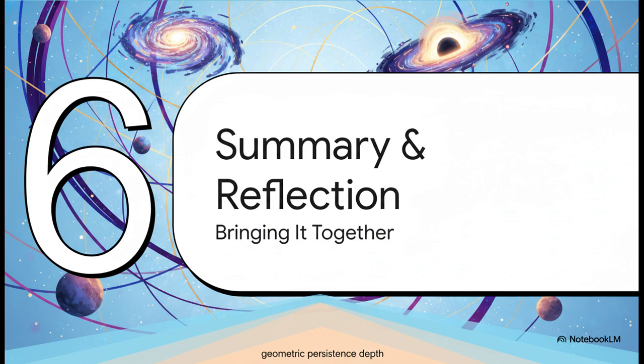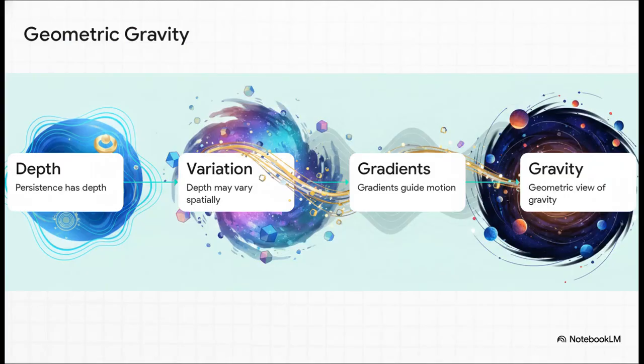Let's bring this all together, move to our conclusion, and see how this builds our core understanding of the universe. If we trace the logic sequentially, it's actually quite elegant. First, persistence has a depth. Second, that depth may and does vary spatially. Third, those resulting depth gradients naturally guide motion. And fourth, this yields an entirely new geometric reading of the phenomenon we have historically labeled as gravity.